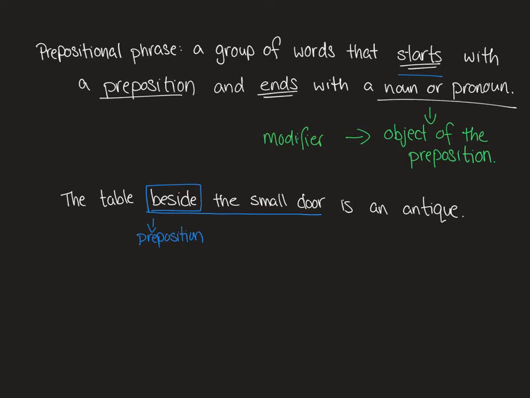As we discussed, the beside is our preposition in this prepositional phrase. Door, the other end, is our noun, and this is a noun, not a pronoun, right? It's not it. The small is going to be our modifier because it is modifying the door. It's telling you that the door is small. It is not a large door. So these would be the three parts of our prepositional phrase.